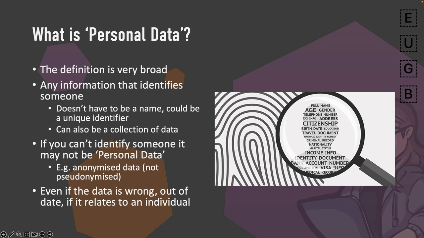If you can't identify somebody, it may not be personal data. Really common one of this is companies. So company data is not the same as personal data because you can't use it to identify a person. And another common one is anonymized data. So where your data, say, isn't being stored with unique identifiers, with a name, with something that identifies somebody. And this is including if the data is wrong or out of date. If it relates to an individual, it is personal data and it is subject to GDPR regulations.